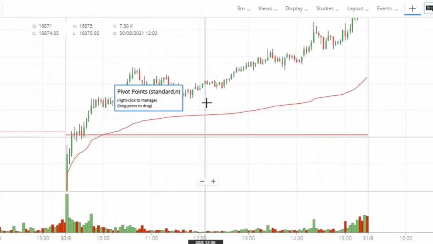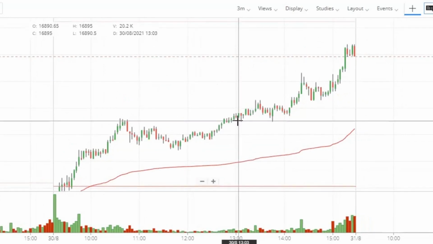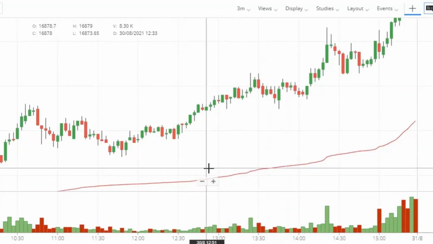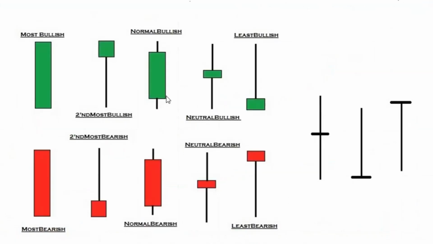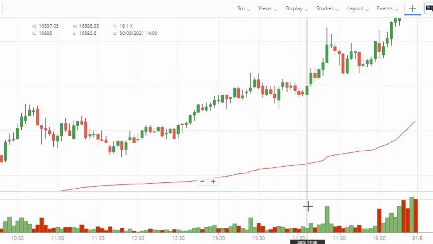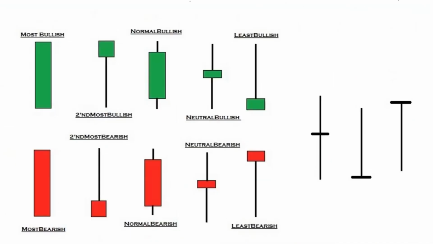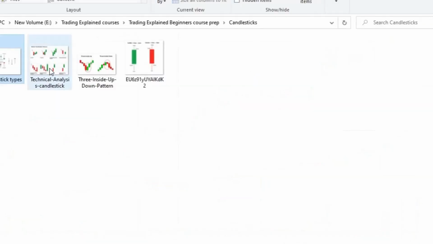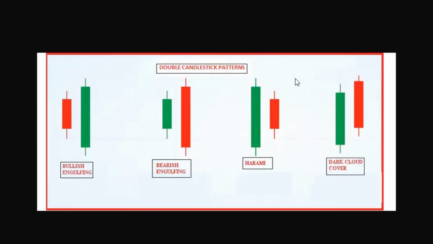So as you can see in this chart, now you can understand what is going on over here. If you look closely, these patterns are not very different from these patterns, right? Yes. So let's now move to our next thing. And now we are heading towards multiple candlestick patterns.